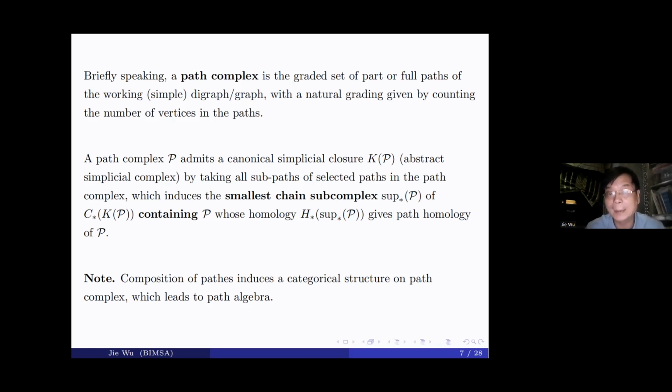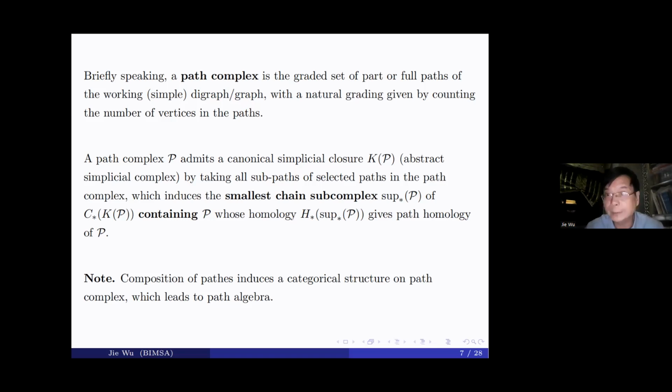So there's a smallest chain subcomplex containing these passes. And that will be given. And also you can look at another way. Actually, in their paper, they defined another way: look at the largest chain subcomplex contained in this graded vector space.